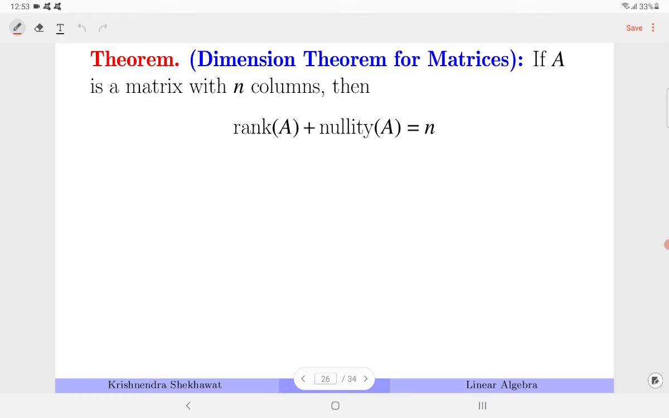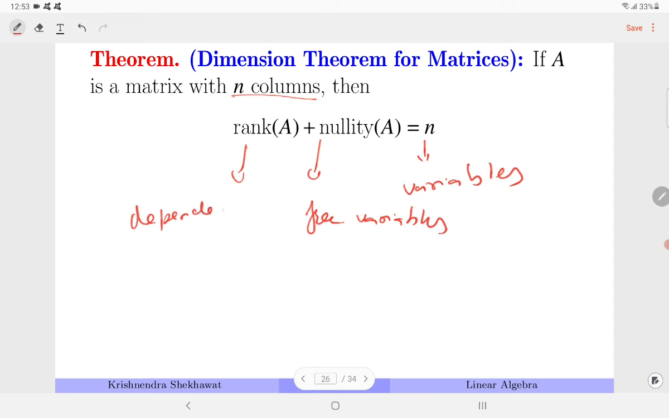Dimension theorem for matrices. Let A be a matrix with n columns, then rank A plus nullity A is equal to n. A similar kind of theorem we have already discussed. What it is saying is that n represents n columns, but n also represents n variables. So this is the number of variables on the right hand side, and rank A comes from the number of dependent variables, and nullity A comes from the number of free variables.